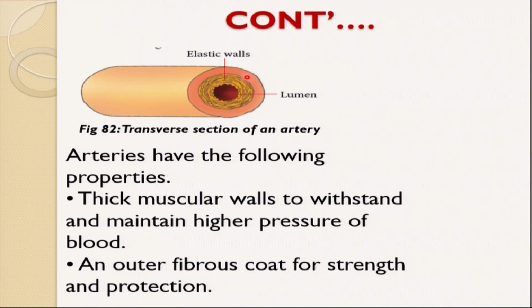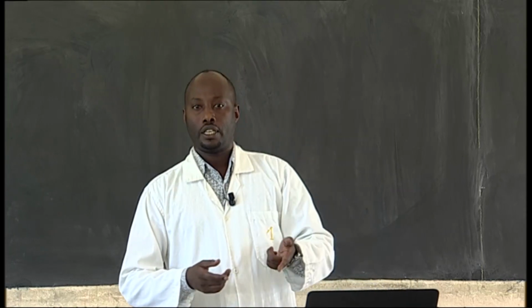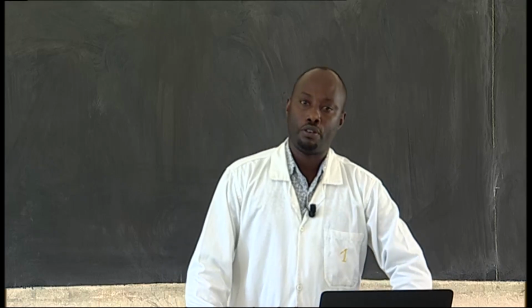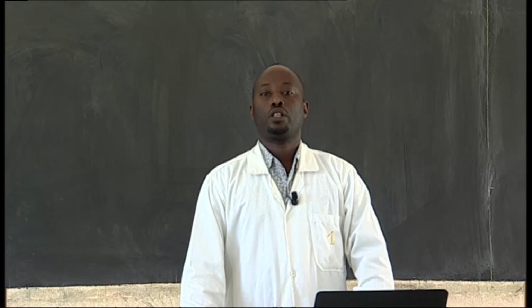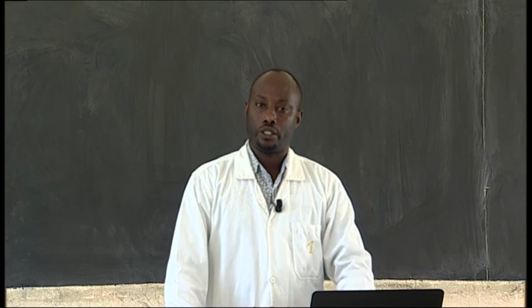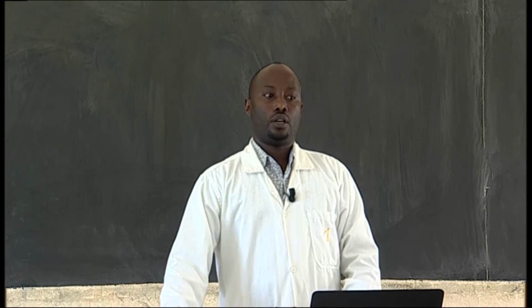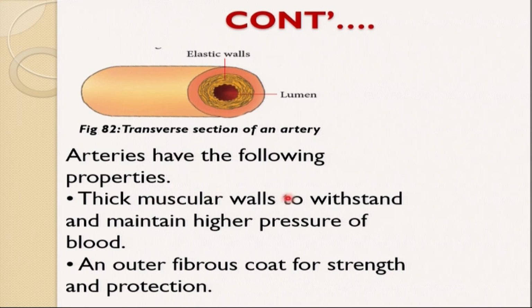muscular wall. If I mention thick muscular wall, it means that the blood passing through that vessel must be moving with high pressure, because the blood passing through the arteries is oxygenated, not deoxygenated. So I mentioned thick muscular walls to withstand and maintain high pressure of the blood. Number two, the outer fibrous coat for strengthening and even protection.